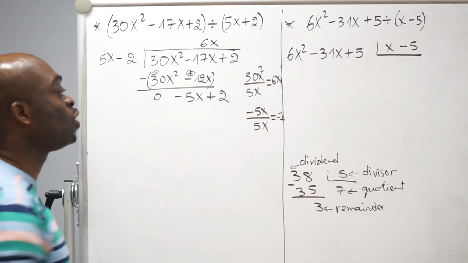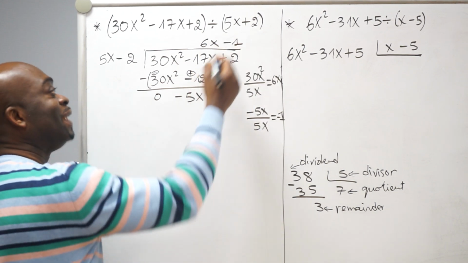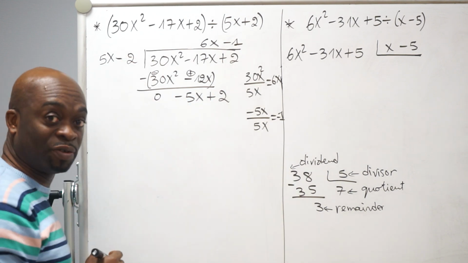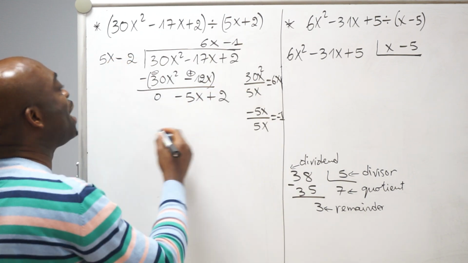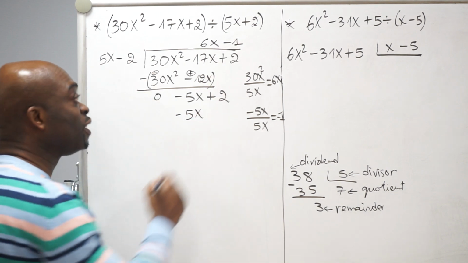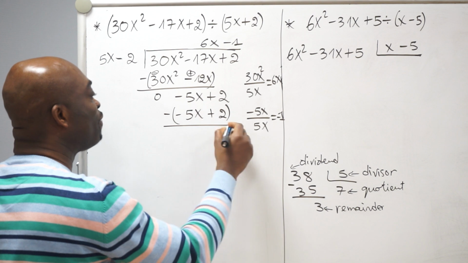All right? So that negative 1 then we go on the top here. And then again we're going to take that term here and multiply by the whole divisor. So negative 1 times 5x is going to give us negative 5x. Negative 1 times negative 2 is going to give us what? Positive 2. And then again, do not forget, subtract.